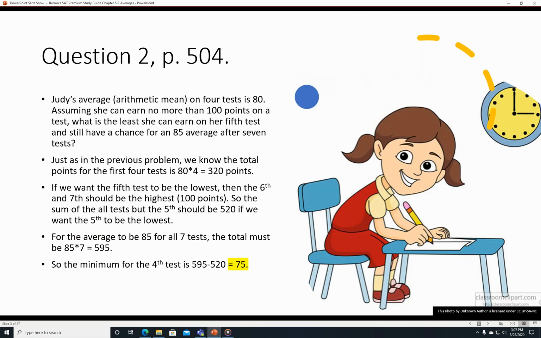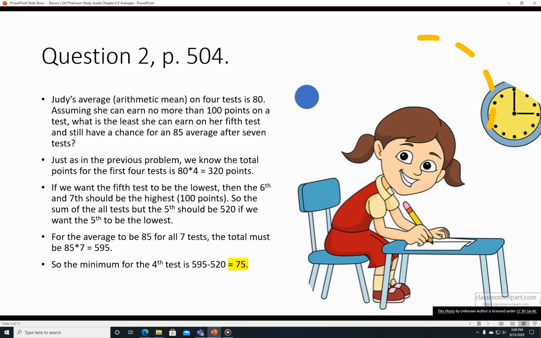Question 2, page 504. Judy's average, or arithmetic mean, on 4 tests is 80. Assuming she can earn no more than 100 points on a test, what's the least she can earn on her 5th test and still have a chance for an 85 average after 7 tests? Just as in the previous problem, the total points on the first 4 tests is 80 times 4, which is 320 points. If we want the 5th test to be the lowest, then the 6th and 7th have to be the highest they can be, which is 100 points each.